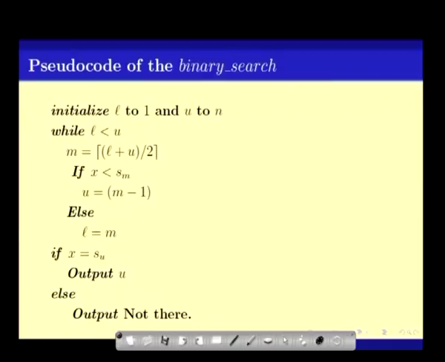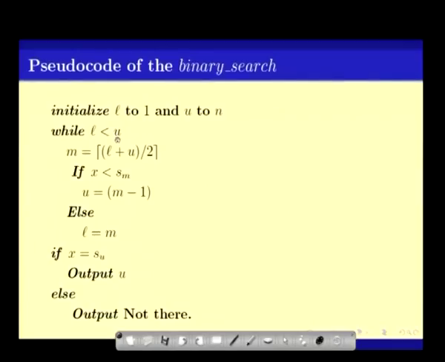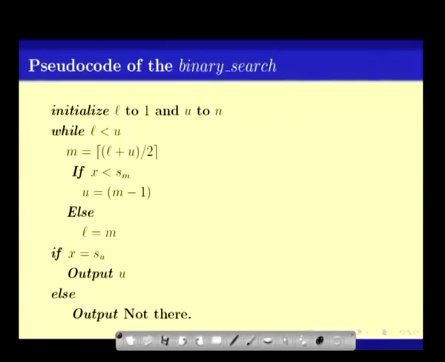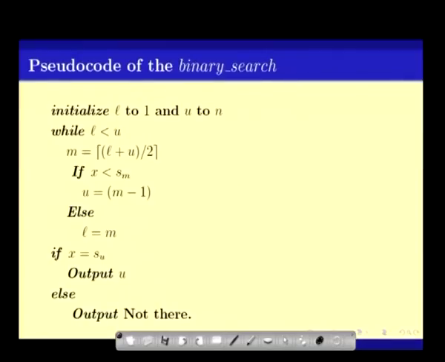The idea is to maintain a first element and the last element, L and U, in such a way that anything between L and U are possible candidates which can be equal to X. And under every while loop, we either push L to the middle or U to the middle. Thus, this difference of U minus L goes down by half every time. And thus, in log n steps, where n is the size of the list, one would be able to check whether a particular element X is in this set or not.